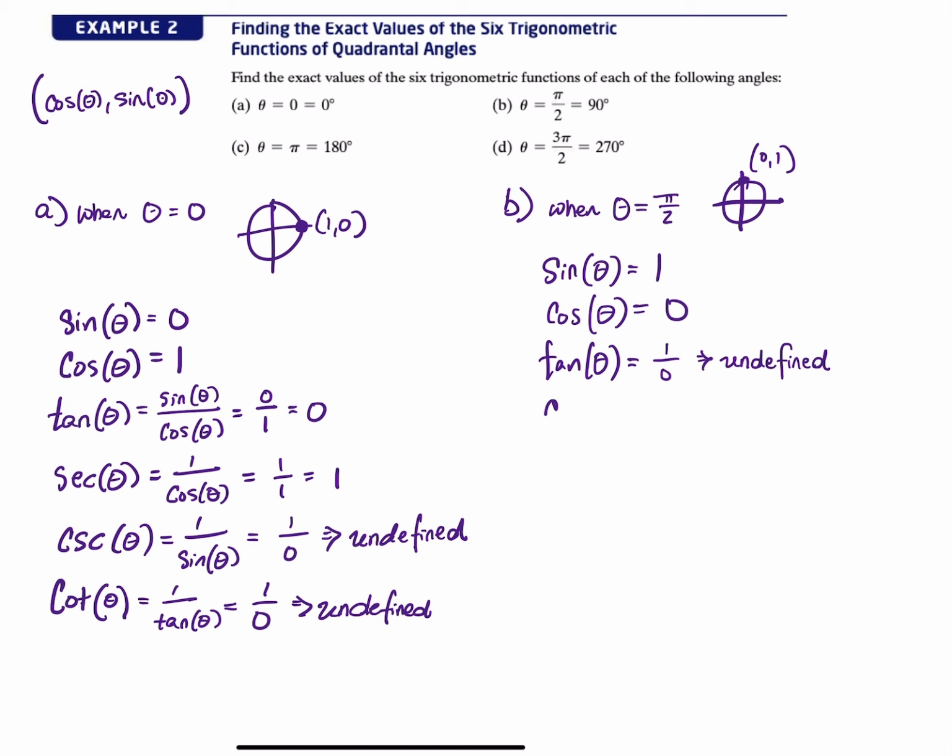So let's put the rest. We can say the cosecant is 1 over the sine, so 1 over 1. It's equal to 1. The secant is 1 over the cosine, 1 over 0. That will be undefined.